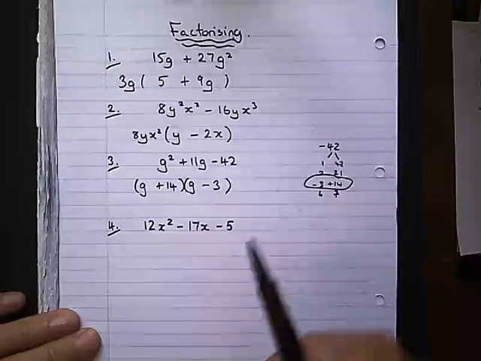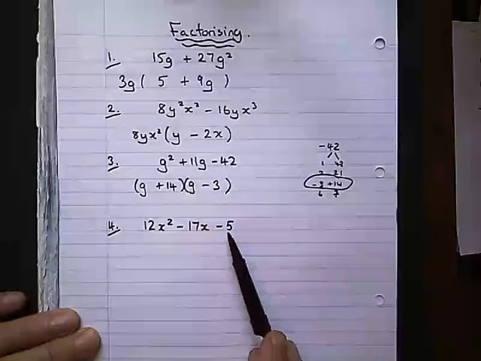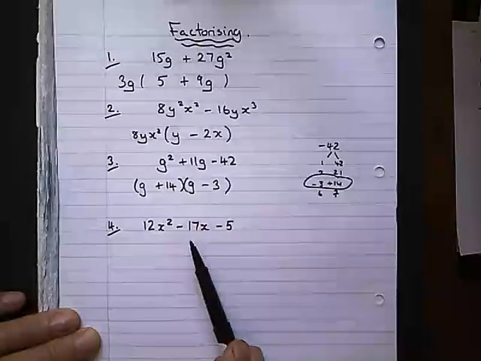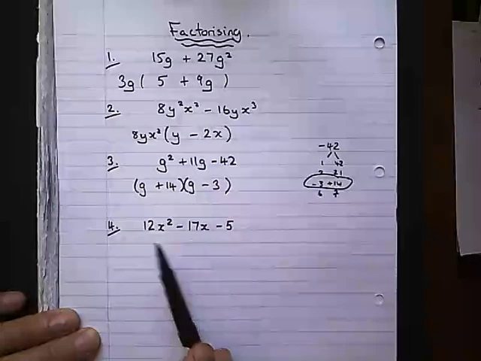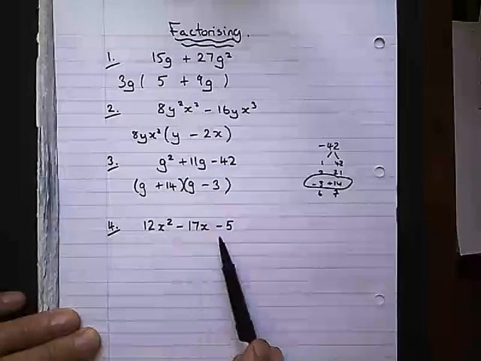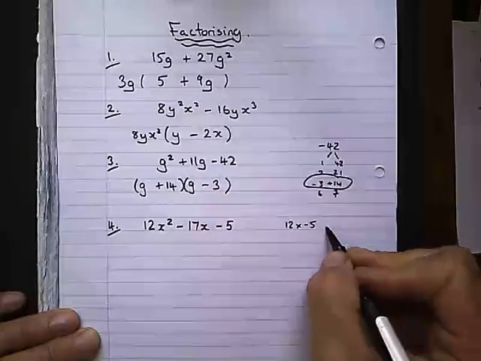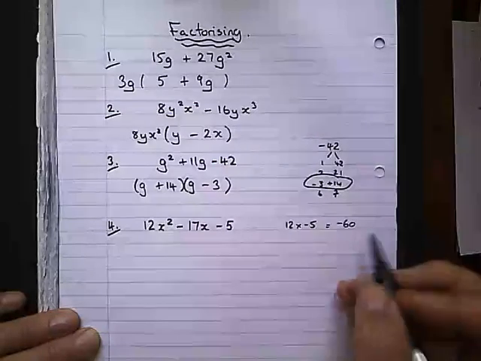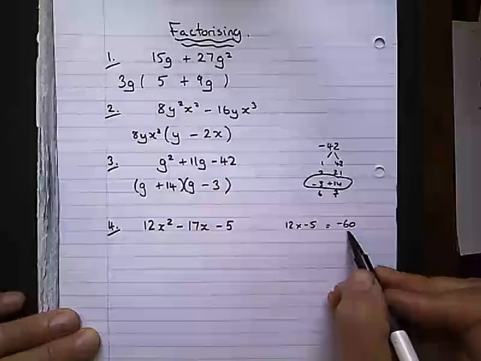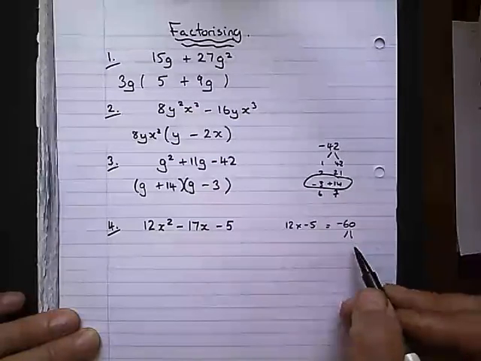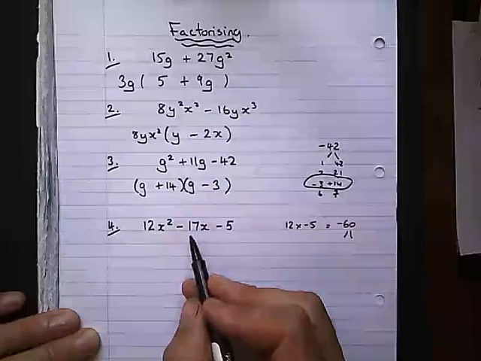So instead of just taking the -5 and looking for numbers that multiply to make that and add together to make 17, it doesn't quite work like that. What you have to do is take the 12 and times it by -5. Then you look at the factors that multiply to make -60, and we compare those to make -17 when we add them together.